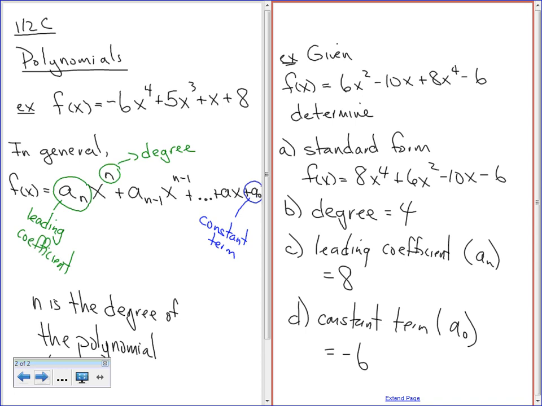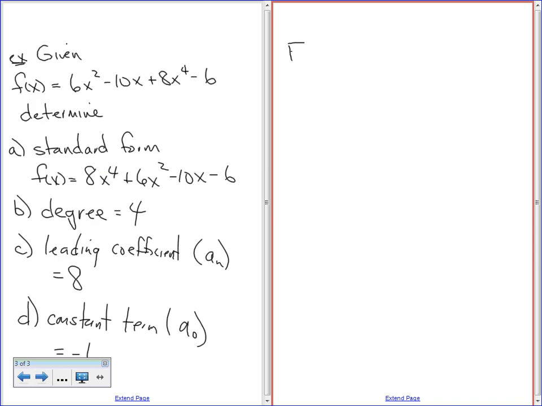Because in order to figure out the intercepts, what would I need to do to this polynomial? Yeah, factor? I'd have to factor. Okay? Because when it's in factored form, it's very easy to read off the intercepts. So let's talk a little bit about factored form.